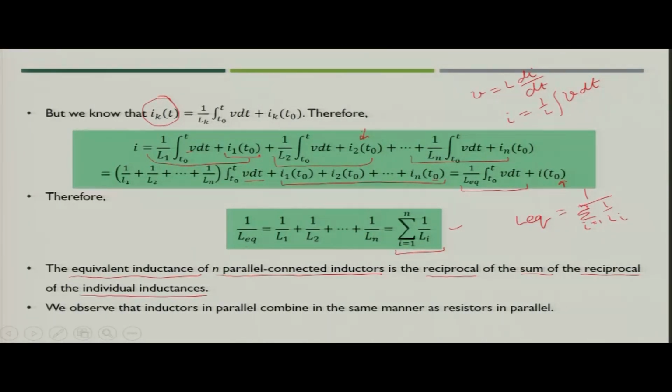So, what can we observe? We can observe that inductors connected in parallel are combined in the same manner as resistors in parallel. So, we saw the parallel and series combinations of all three: resistors, capacitors and inductors.